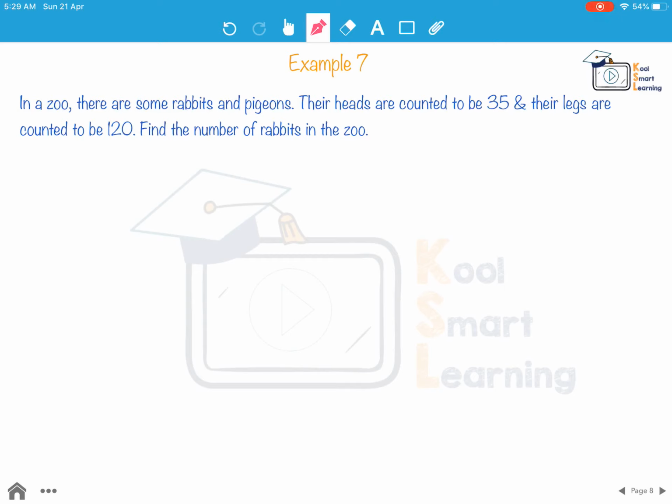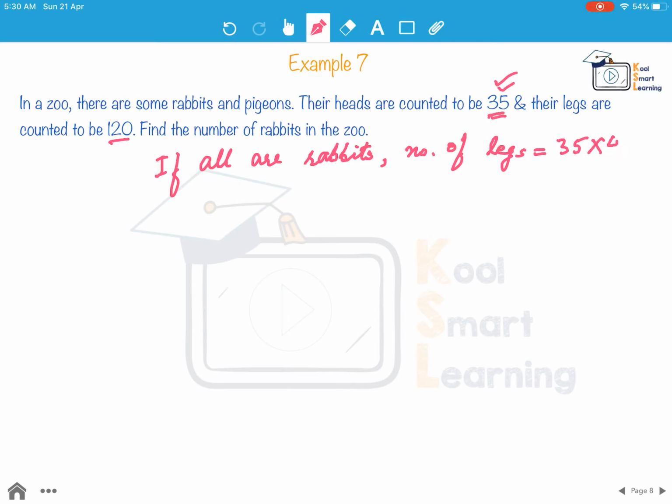Moving on to the 7th example. In a zoo, there are some rabbits and pigeons. Their head count is 35 and their legs are counted to be 120. Find the number of rabbits in the zoo. Again, we'll take the same approach. If all are rabbits, what would be the number of legs? We have the total head count is 35. So we'll say 35 into, rabbit have 4 legs. So this gives us 35 into 4, which is 140.